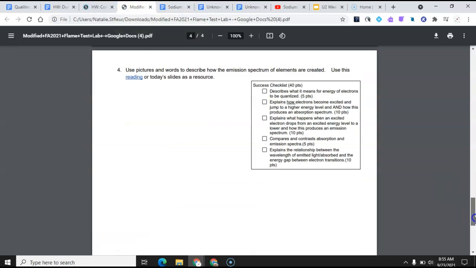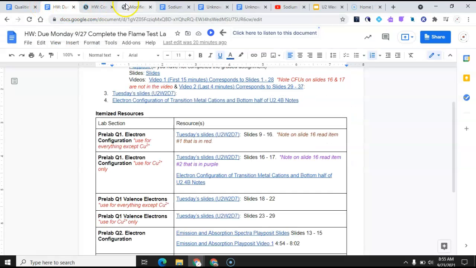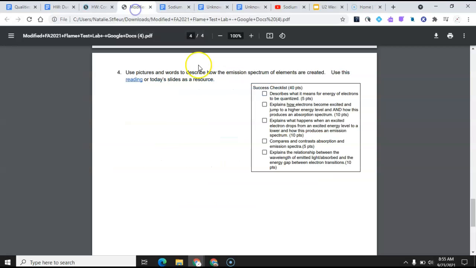The last post-lab question, which is a good chunk of your points, is describing how emission spectra are created. It says to use this reading, which you can use, or today's slides. Once again, in the resource document, I will list the slides there because there's no link for the slides. So I'll list the slides that you want to use. You could also use a reading if that's helpful.